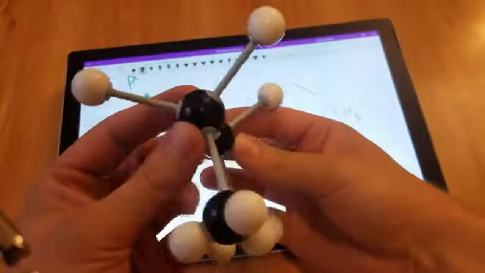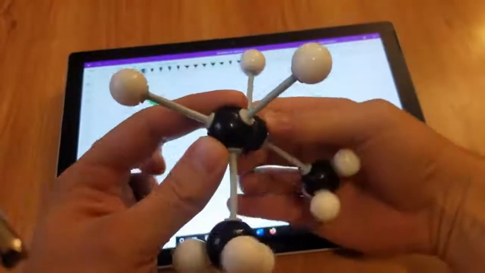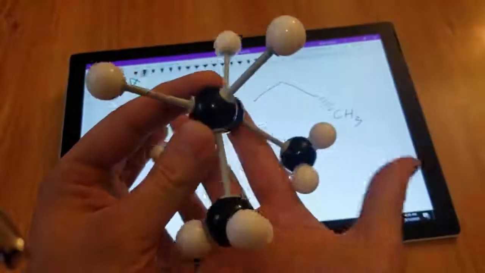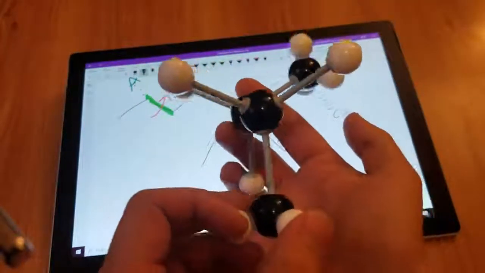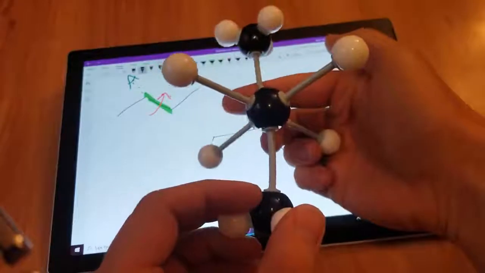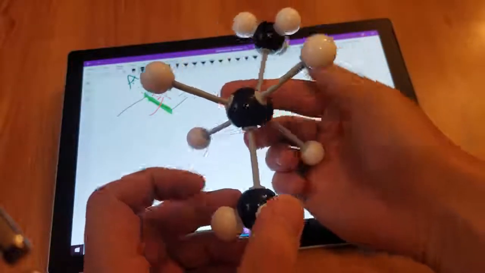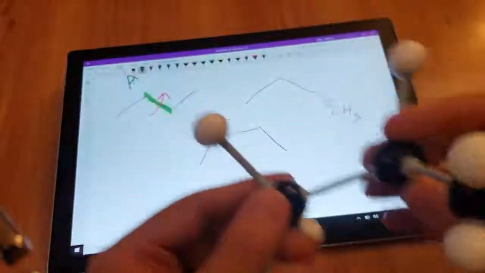And then, of course, we can actually keep rotating. But we can see that this interaction is going to look the same as another interaction. It's going to be another eclipsed version here, and then we're back to the original. So there's butane, also pretty simple.